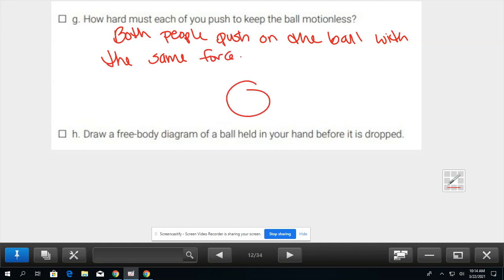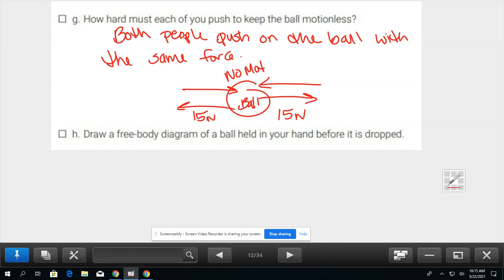Okay, so here's my ball. Let's say that this person is pushing with 15 newtons of force, and this person is pushing with 15 newtons of force. If I'm pushing you, you pushing me, with the same amount of force, then there is no motion. Regardless if that number is 15 or 30 on both sides. It's balanced. As long as it stays balanced, we're good.